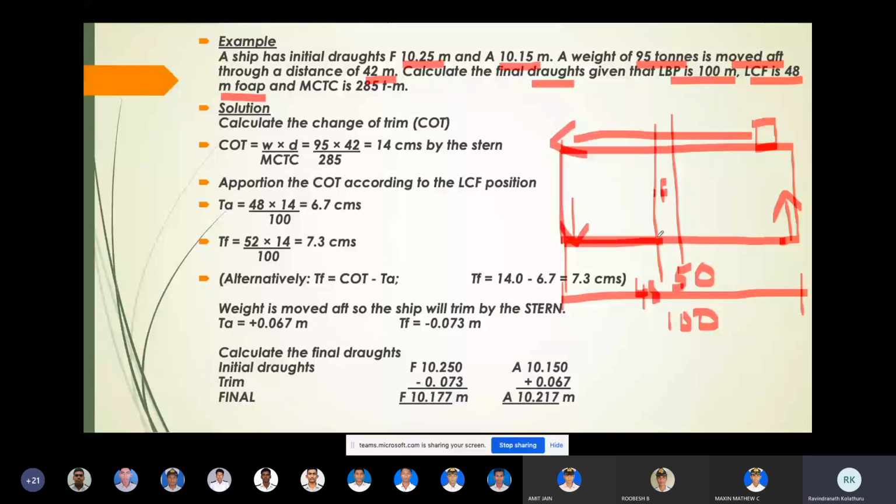So when I say LCF is 48, can I take this value to be A, small a? Yes, sir. Fine. I take this value to be small a because it is equal to LCF. So when this is A, what is the value of F? 52. Fine. The remaining distance from here to here is 52, because your LBP minus 48, the value of A, will give you the value of F, 52.